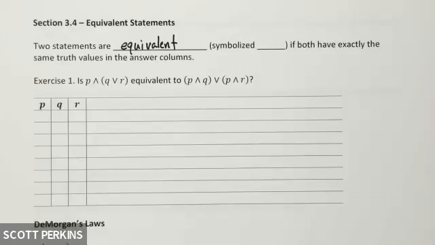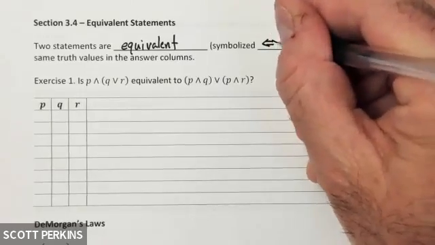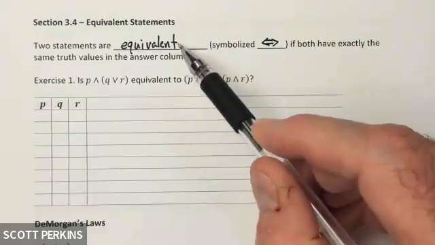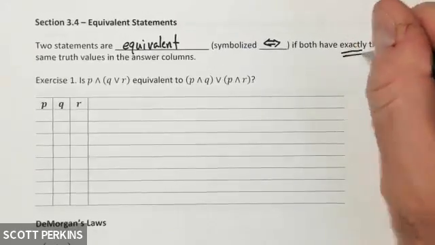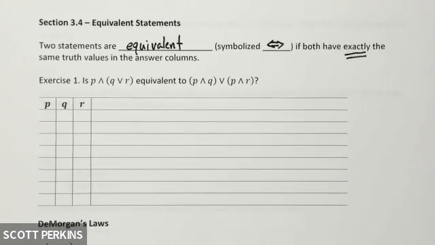The logic symbol for equivalent is an equal sign, and then you put arrows on the ends of the equal sign. So two statements are called equivalent if both have exactly, okay, I'm going to underline the word exactly, if both have exactly the same truth values in the answer columns. Same truth values, same places.